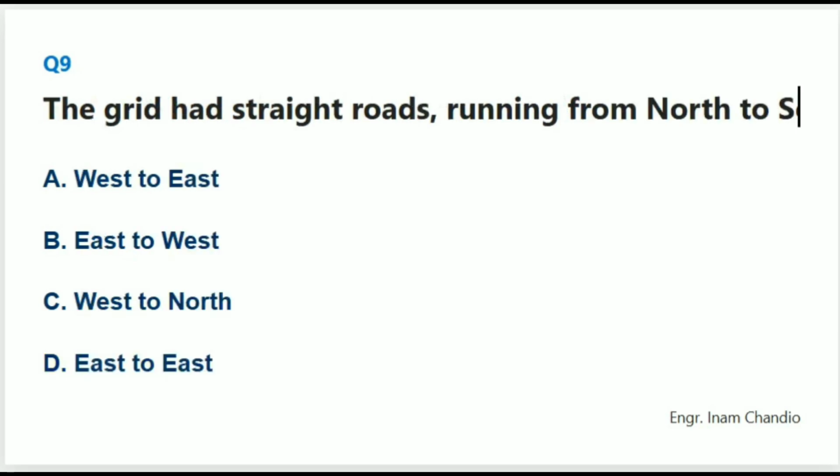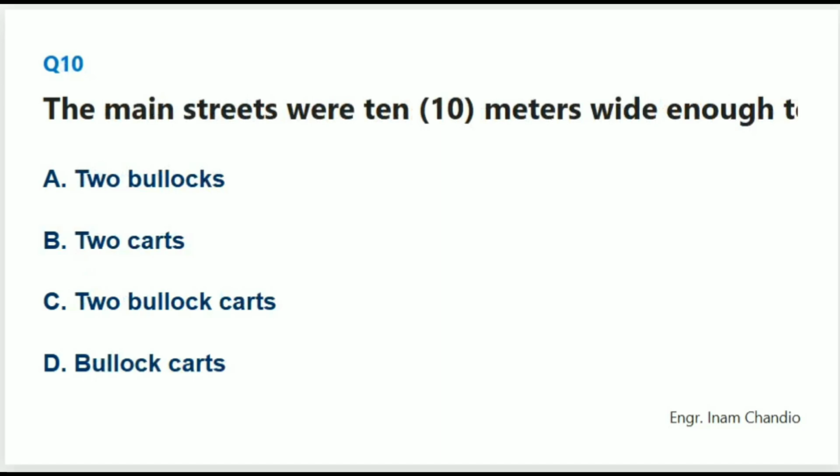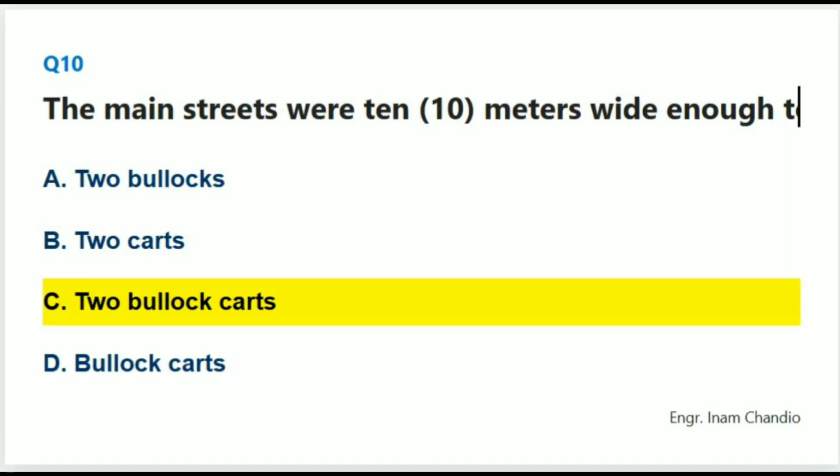The grid had straight roads, running from north to south and. The correct answer is B. East to west. The main streets were 10 meters wide enough to pass by. The correct answer is C. 2 bullock carts.